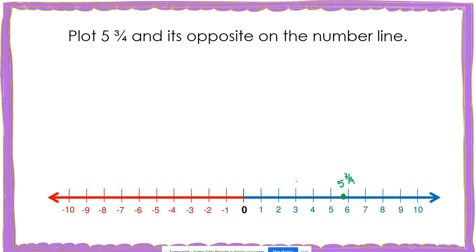To get there, I moved 5 3/4 units to the right. That means to find 5 3/4's opposite, I would need to move 5 3/4 units to the left. So I would move 5, and then I would need to move 3/4 more units to get to -5 3/4 on my number line.